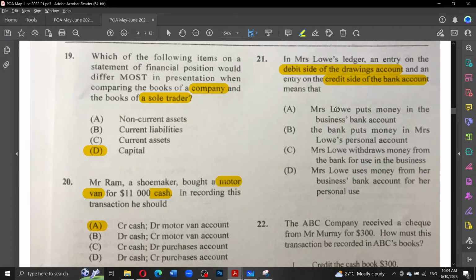Mistress Lowe puts money in the business's bank account. No, that's not true, right? I said it's a drawing, and based on the information, it's a drawing. The bank puts money in Mistress Lowe's personal account. That's not going to happen. Mistress Lowe withdraws money from the bank for use in the business. It's on the drawing side, therefore it's not for business. Mistress Lowe uses money from her business's bank account for her personal use, and the answer is B.